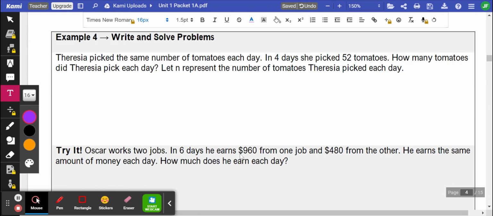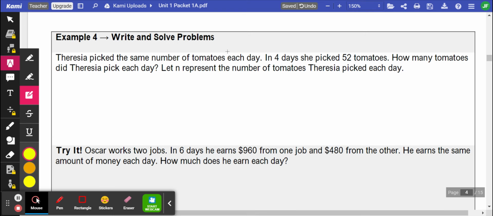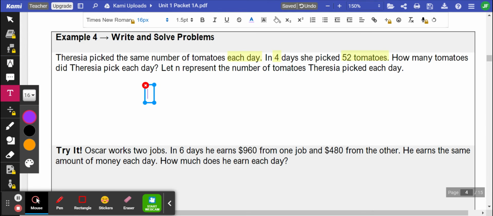Let's move down to example 4. Tricia picked the same number of tomatoes each day. This here typically means you're going to multiply something in the problem. Okay. In 4 days, she picked 52 tomatoes. This seems like a total. So I'm going to do the same thing here. We're going to make that equals 52 because I think that's the total amount.